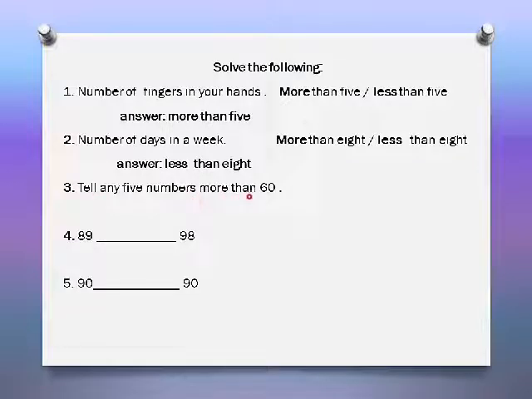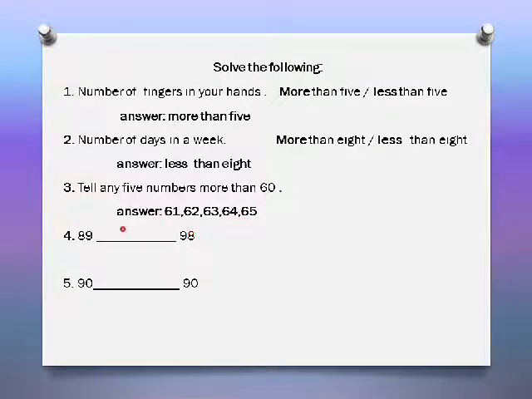Now read the third question. Tell any 5 numbers more than 60. More than 60. What is more than 60? After the number 60. That means forward counting. Answer: 61, 62, 63, 64 and 65.